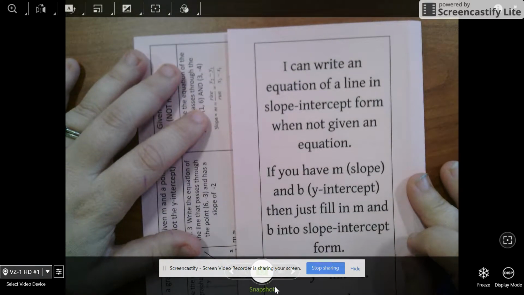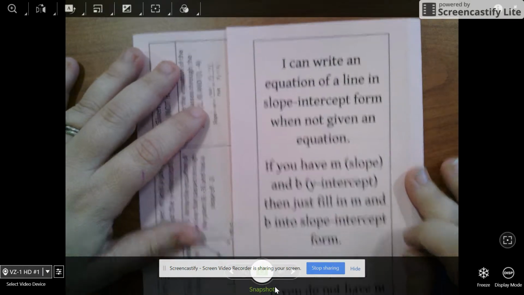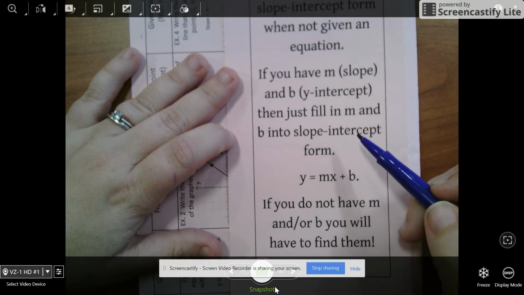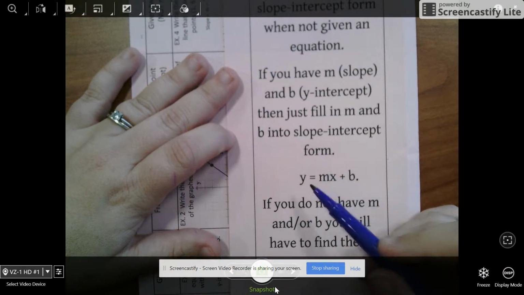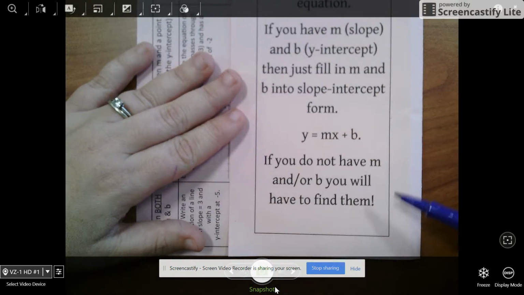So today I'm going to show you how to write an equation of a line in slope-intercept form when not given an equation. Okay, so how to write that equation. If you have the slope and the y-intercept, then you're just going to fill in your m and your b into the slope-intercept form, which is y equals mx plus b. If you don't have m or b, then you're going to have to find them.